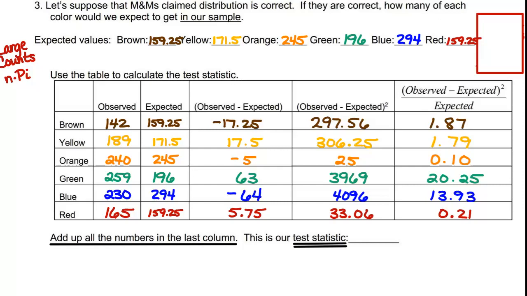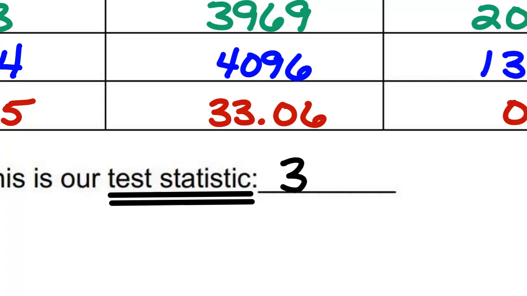We are going to add up all the numbers in this last column, the observed minus expected squared divided by expected. That will be our test statistic. What'd you guys get when you added up observed minus expected squared divided by expected? I got 38.15 as well.